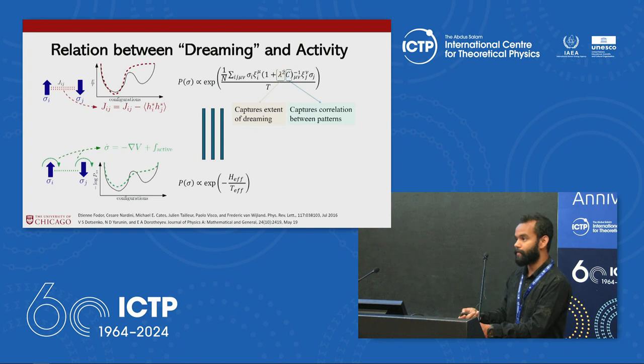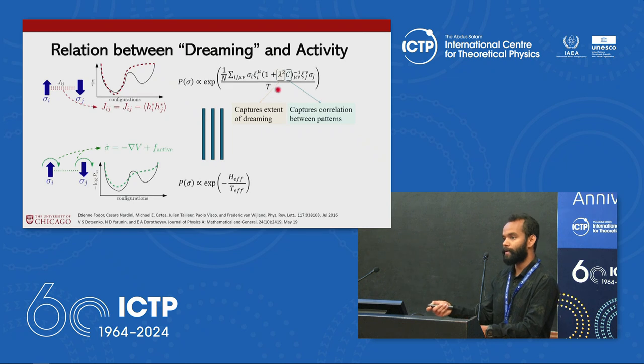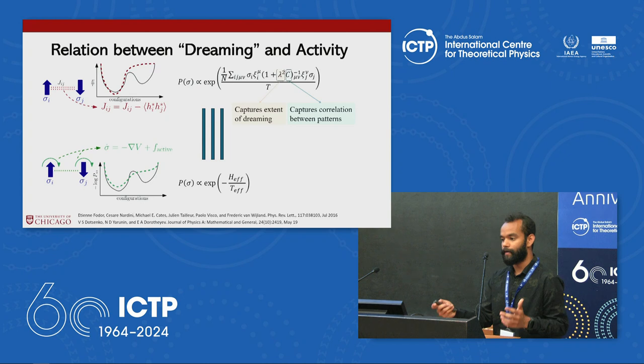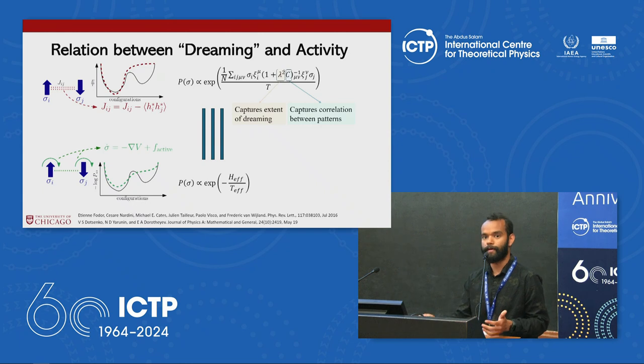This parameter lambda captures the extent of dreaming, or the unlearning procedure, that's happening in your system, and C essentially captures the correlation between patterns. This is all analytical, and it's all happening in the limit of very small driving. But say we want to understand what's happening when the driving is large. There's no analytical procedure for that, and saying that this is exactly equivalent to that wouldn't be the right thing.